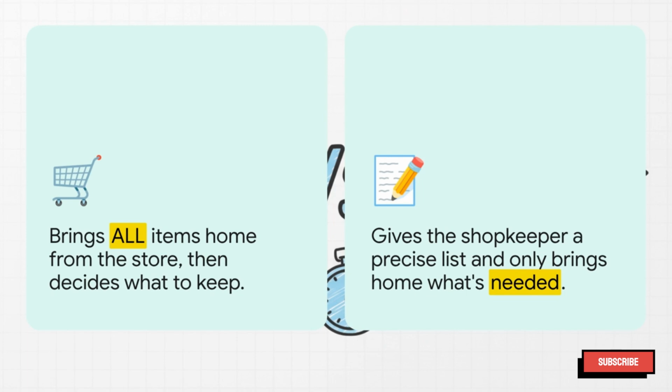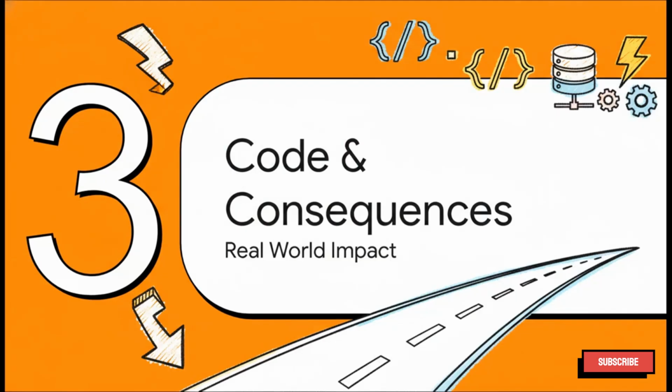But then you've got IQueryable. This is our smart shopper. This person walks into the store with a very specific list, hands it to the clerk and says, I just need these two things. They get exactly what they need and nothing more. All the hard work of finding the items happens at the store, not back at your house. So that's a neat analogy and all, but what does this actually look like in our code? Let's dive in and see the real-world consequences where this stuff really matters.